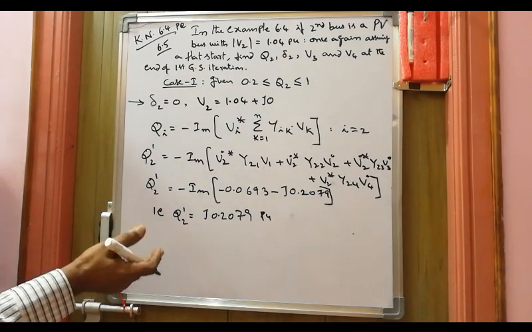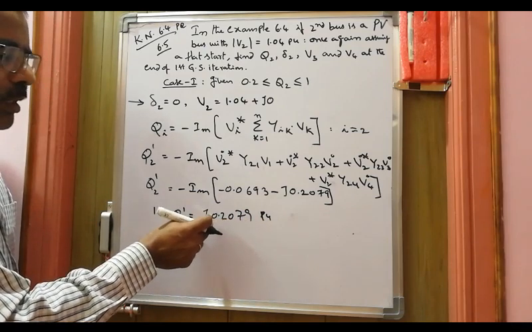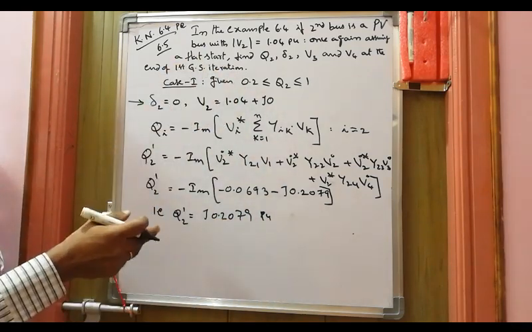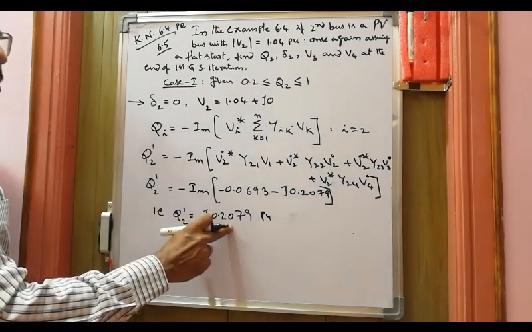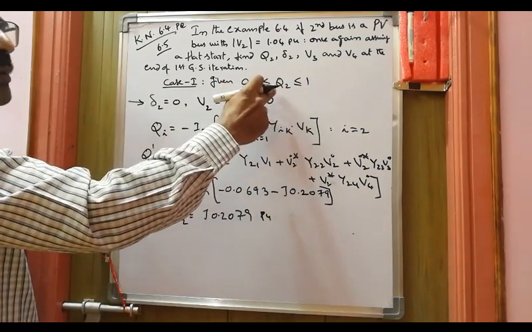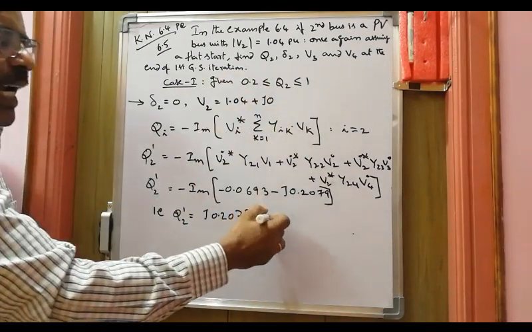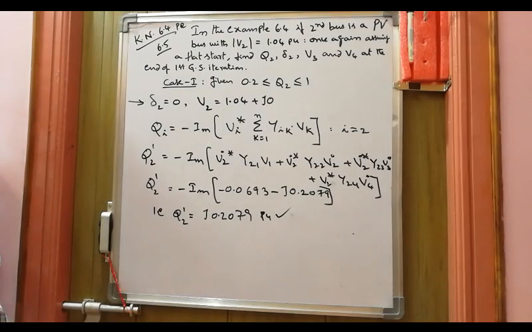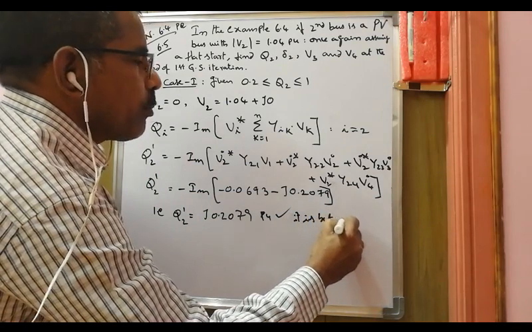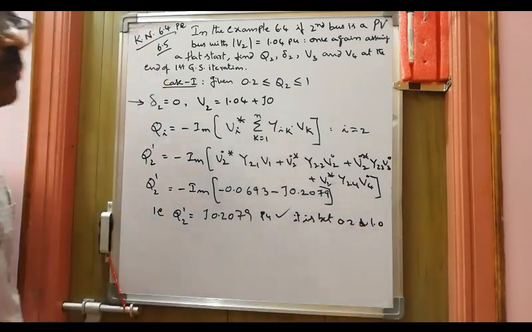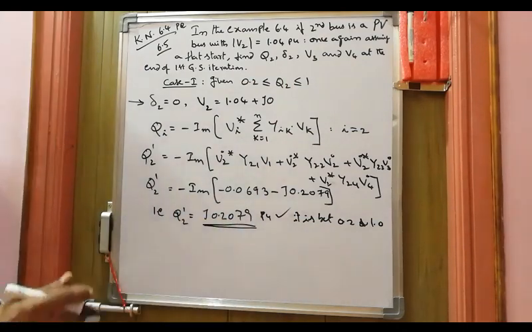Now what is expected immediately after this calculation? You are getting some Q2. This is to be verified against the set limits that are given. The Q2 you are getting is 0.2079, which is more than 0.2 and less than 1. So it is well within the specified limits, between 0.2 and 1.0. It is satisfying the condition, so it can be taken as it is. That is the value of Q2.